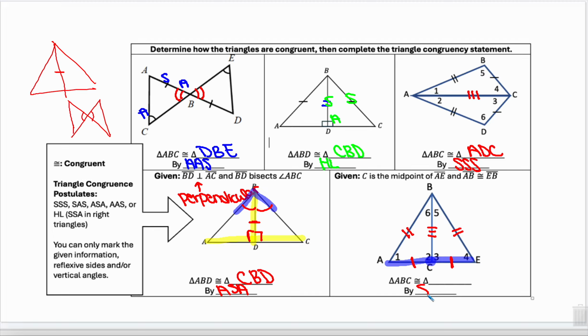So this is also congruent by SSS. ABC, so 2 tickies, then 3. 2 tickies, then 3, so EBC.